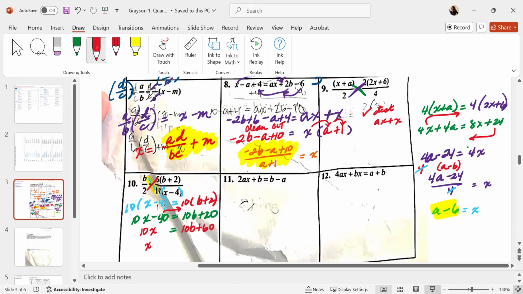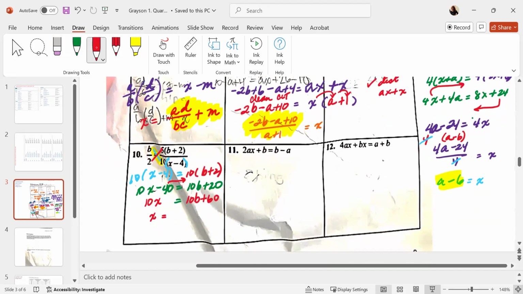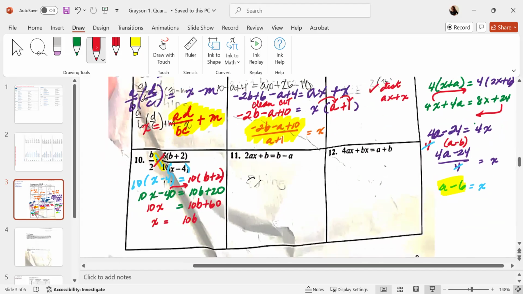Then divided by 10, right? So when you divide it by 10, you have 10b plus 60 over 10. But do you see how the 10, 60, and 10, they have 10 in common? So technically, when you cancel it out, you end up with a b plus 6. And that's your answer.